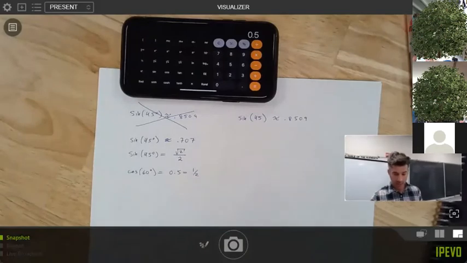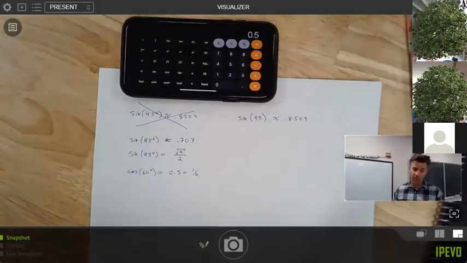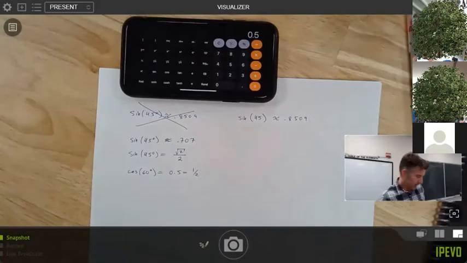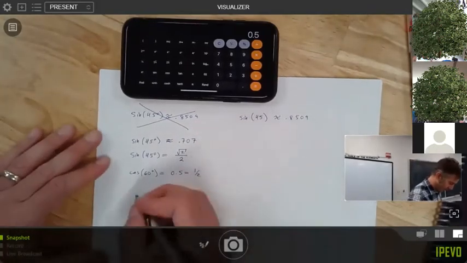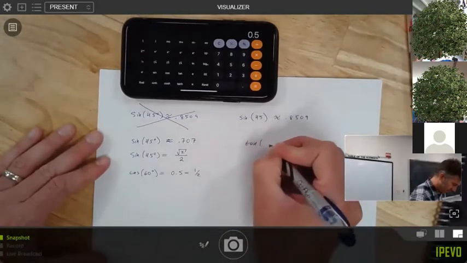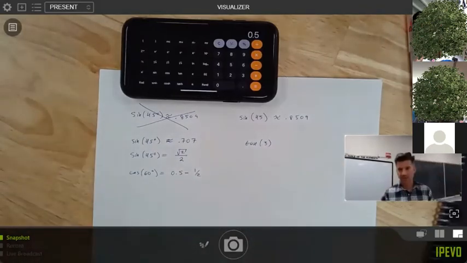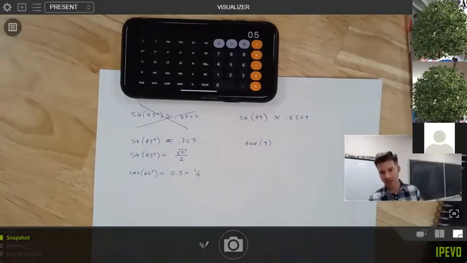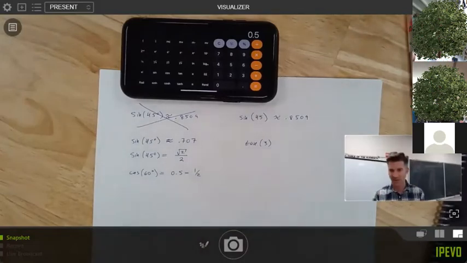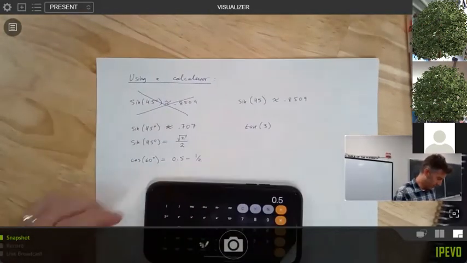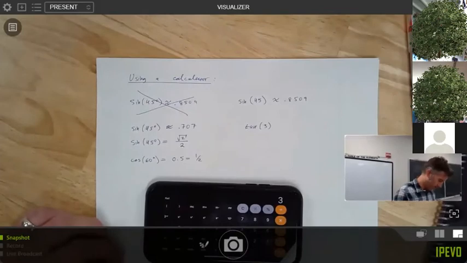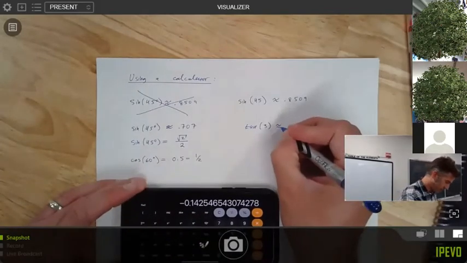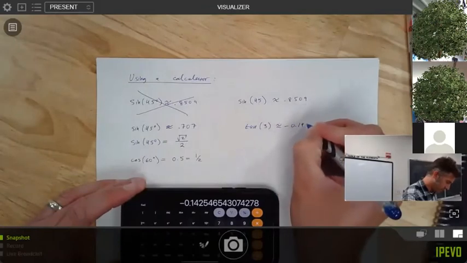Two things. Be careful. If someone wrote, for example, find tangent of 3, it feels like it should be degrees, but there's no degree symbol written there. So if someone says tangent of 3, it needs to be in radians. So I would switch to radians, write 3, and then do tangent of that. And I would get approximately negative 0.143.